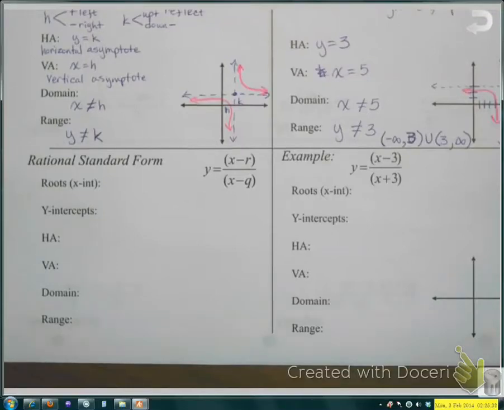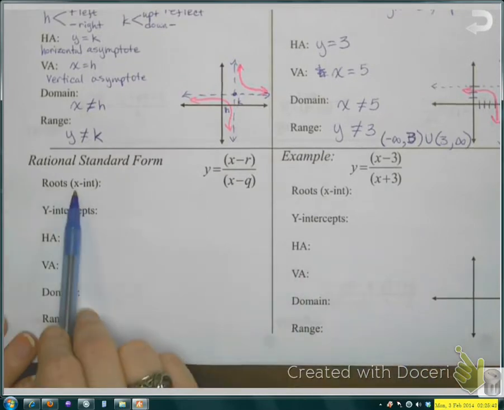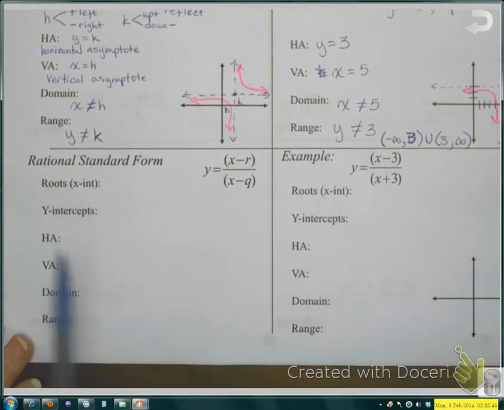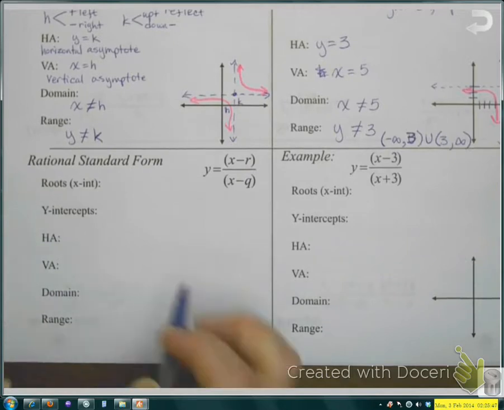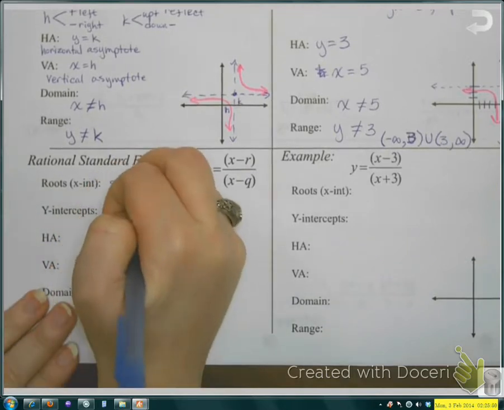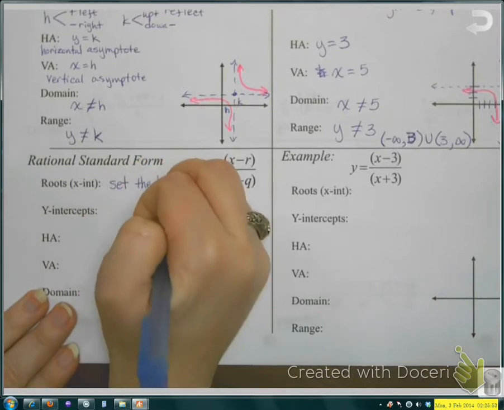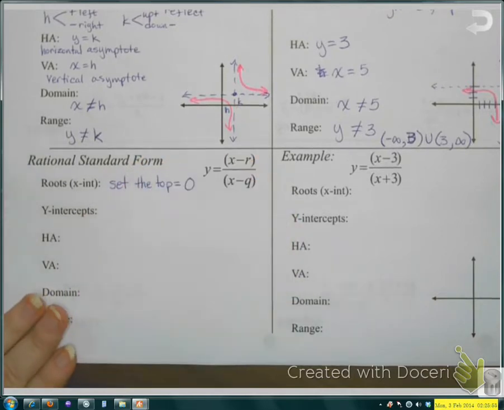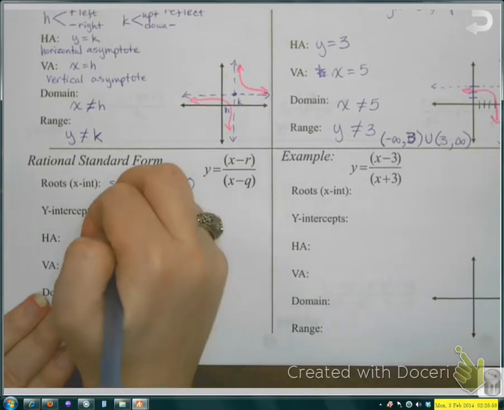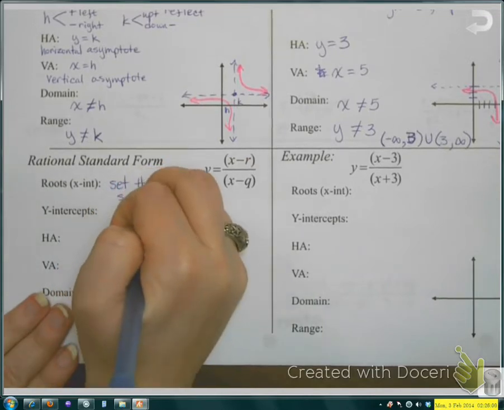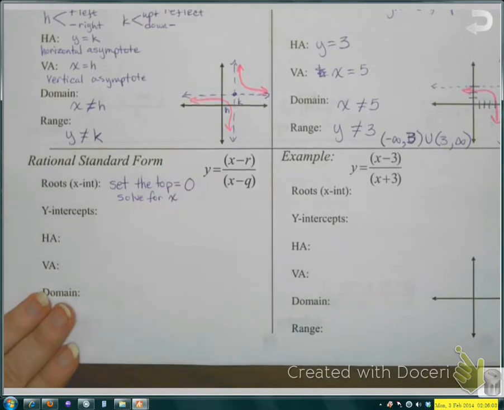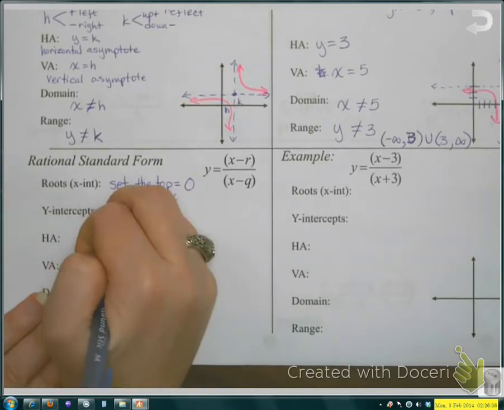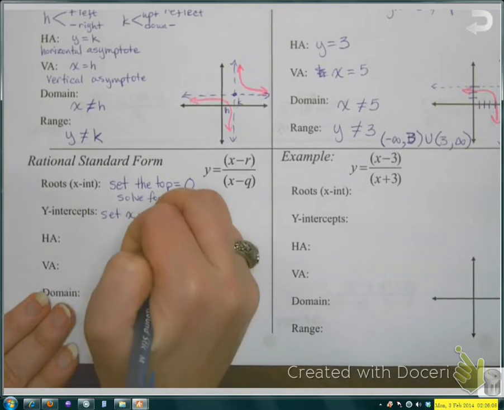So graphing rationals part 2, what do you do if it's in standard form as opposed to parent function form? Because you can't tell the transformation. So instead of the transformation, you have to look at your roots, which are your x-intercepts, and your y-intercepts. To find our roots, we are going to set the top of our fraction, or the numerator, equal to 0, and solve for x. To find our y-intercepts, we set x equal to 0 and simplify.